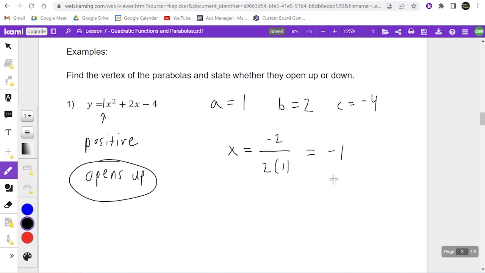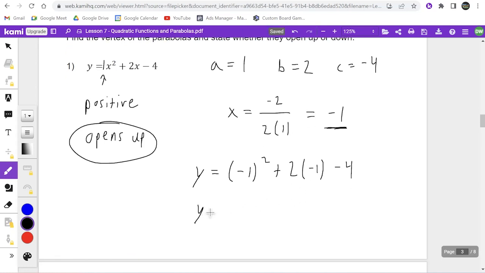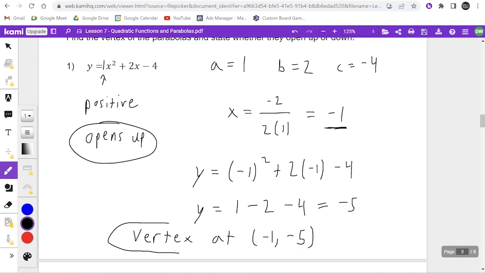Now how do I find the y vertex? Well, it's simple. Plug in this x value into the original problem. So y equals x squared, which is negative 1 squared, plus 2 times negative 1 minus 4. And now we just got to solve this. Remember, any negative number squared is positive, so it's now positive 1 minus 2 minus 4. 1 minus 2 minus 4, that's going to give us negative 5. And so therefore, I know the vertex is going to be at the point negative 1 for x and negative 5 for y, and that's how I write it as a coordinate point. So there's our answers. Any questions on that first one?